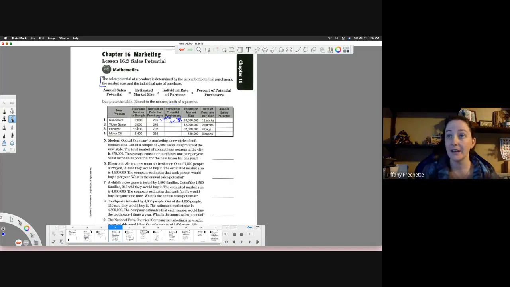And at the end here, we're going to have annual sales potential based on the number of people that answered yes to this survey. So the estimated market size is 20 million, pretty big number there. Rate of purchase per year is 12 sticks, so basically about 1 per month. And the annual sales potential: remember, annual sales potential is the estimated market size times the individual rate of purchase, which is this rate of purchase here, 12 sticks, and then times the percent of potential purchasers.